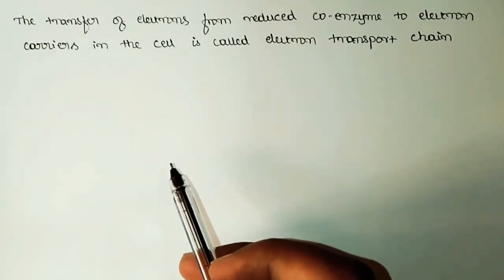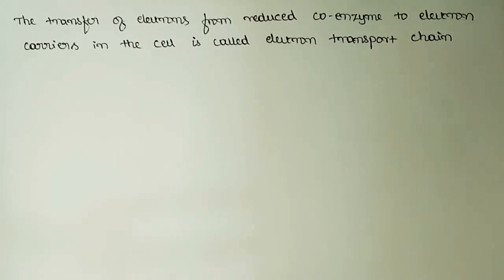In the cells, electrons get transferred from the reduced coenzymes to the electron carriers, and this process of transfer of electrons from the reduced coenzymes to the electron carriers in a cell is collectively called the electron transport chain. Simply, we can define the electron transport chain as the transfer of electrons from the reduced coenzymes to the electron carriers in the cell.